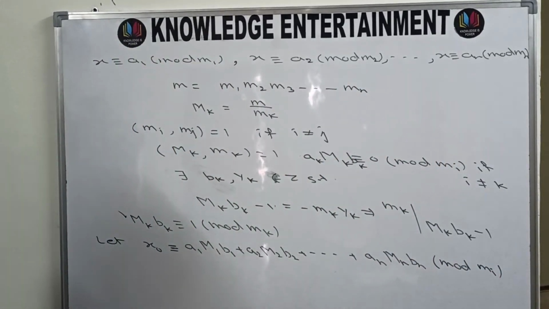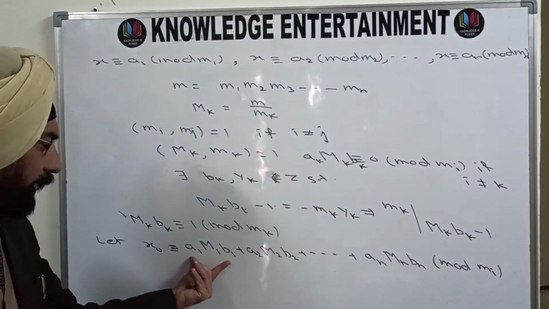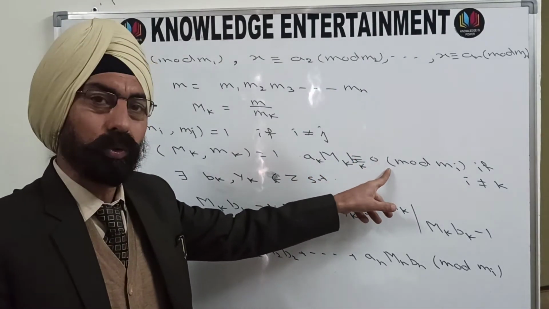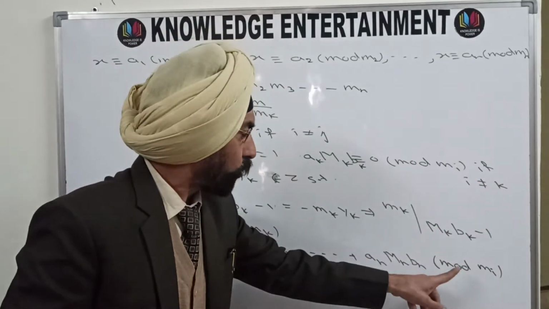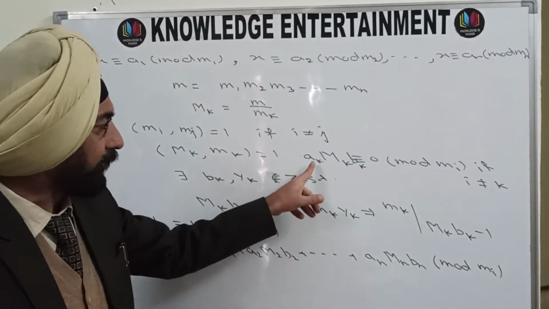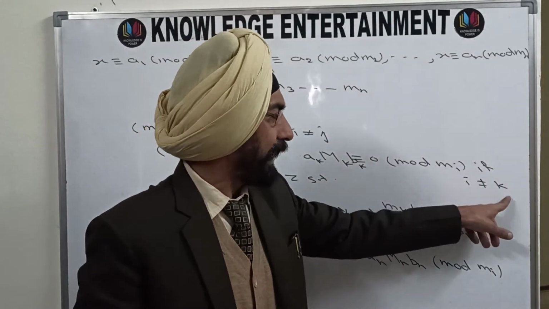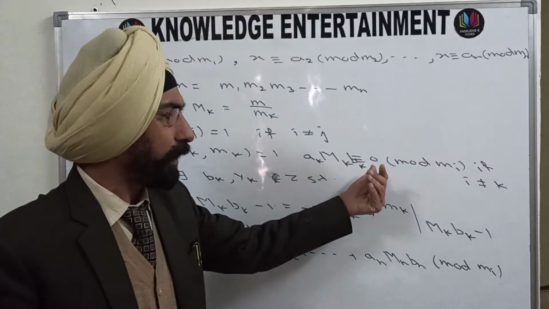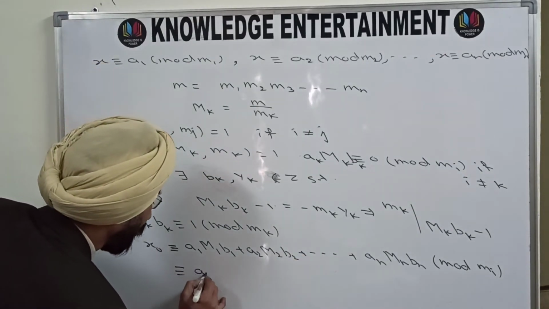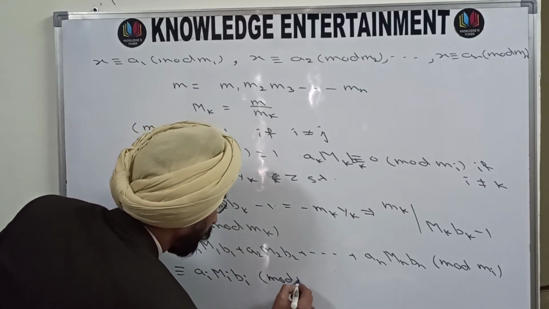Now when i is not equal to k, the terms a1 M1 b1, a2 M2 b2 and so on will become congruent to 0. So what will you be left with? You will be left with only one term that contains ai Mi bi, because all the others have k not equal to i and will become congruent to 0. So 0, 0, 0, and you will be left with only one quantity, ai Mi bi, modulo mi.